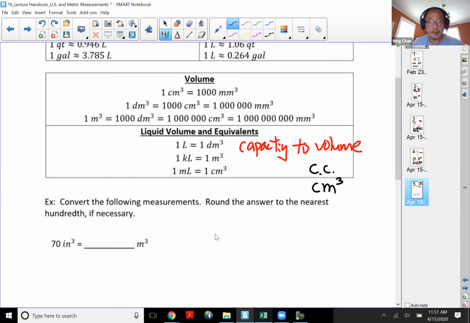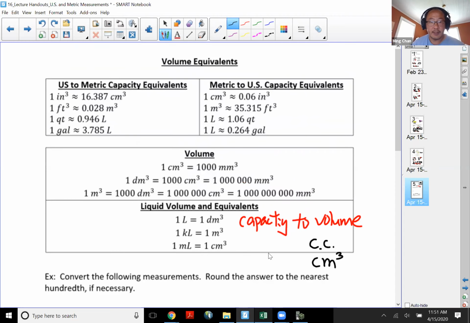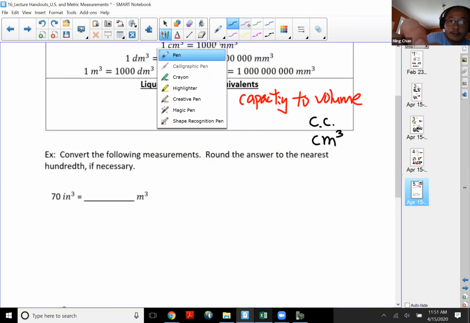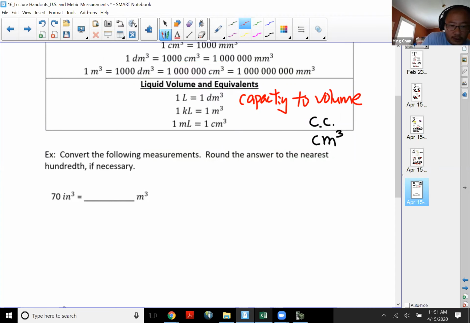All right, so I have 3 different things going on here in my table. Let's start out with inch is US, meter is metric. I see cube on both of them.